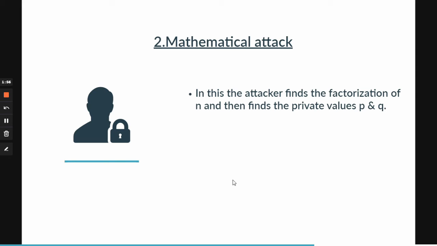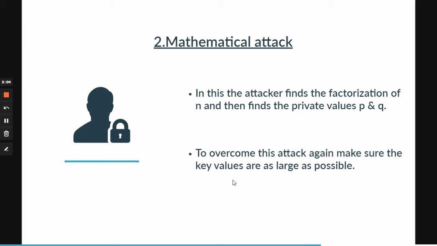So to overcome this, again, what we have to do is make the values of p and q as large as possible. So the n value will be large and the factorization of n will be difficult. So the attacker cannot attack our systems.